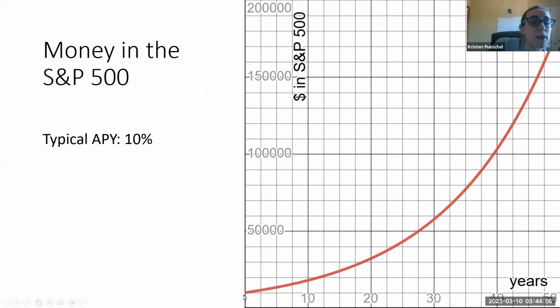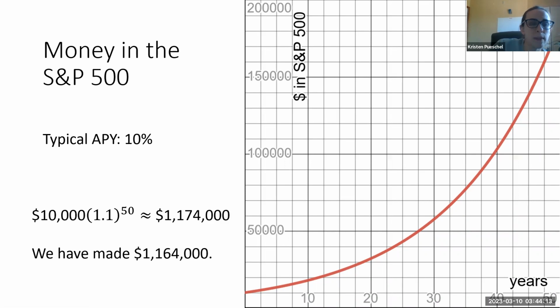All right, so this is a very nice looking graph. At the bottom here, we see our initial investment, and we see that it is growing very quickly. All right, if we calculate 10,000 times 1.1 to the 50th, this gives us $1,174,000. So we've made $1,164,000. Only our initial $10,000 is what we put in. Everything else is just built from this growth.